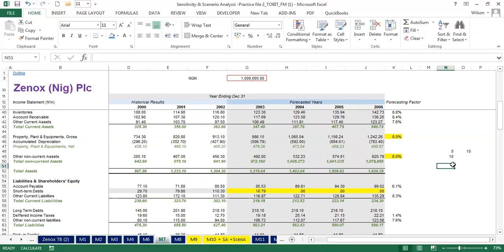Now we want to balance our balance sheet by looking at the difference between all the assets that we have and all the liabilities and equity except short-term debts. I don't know if someone understands this.